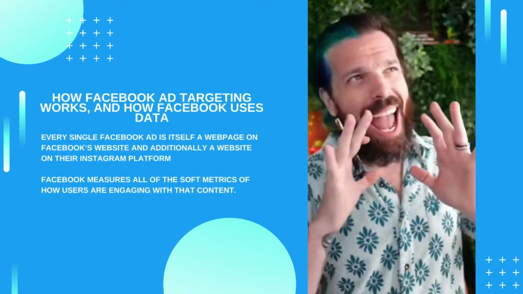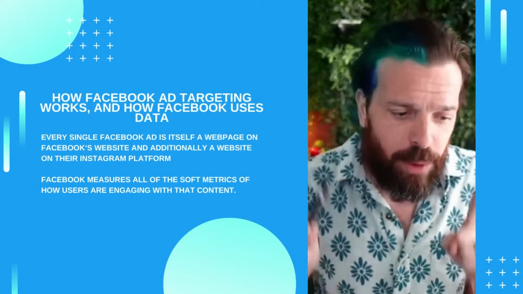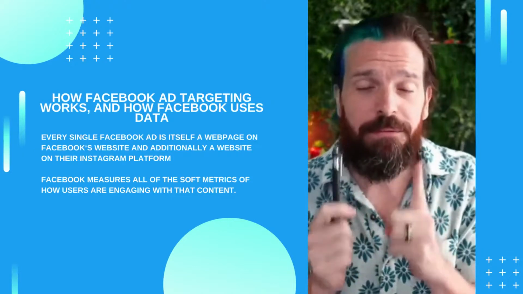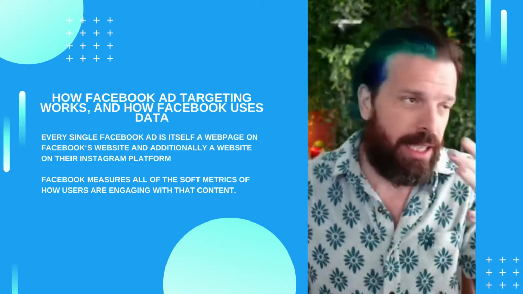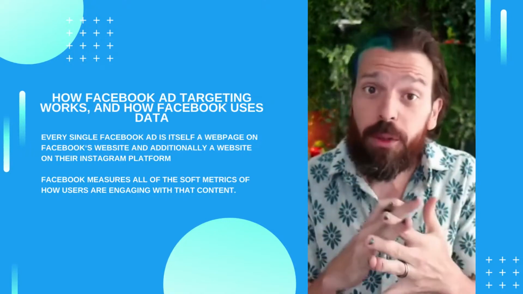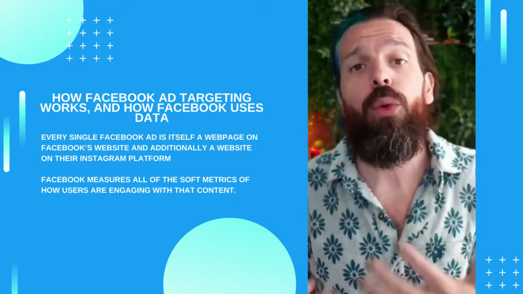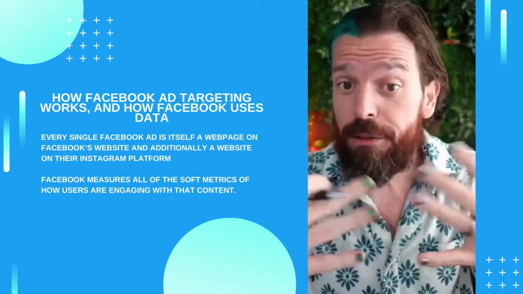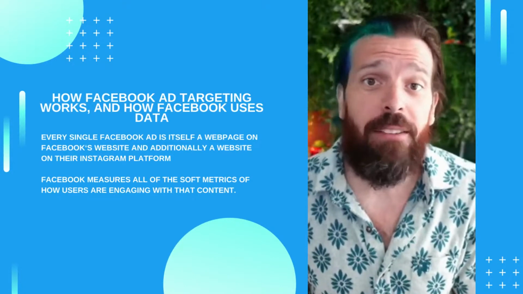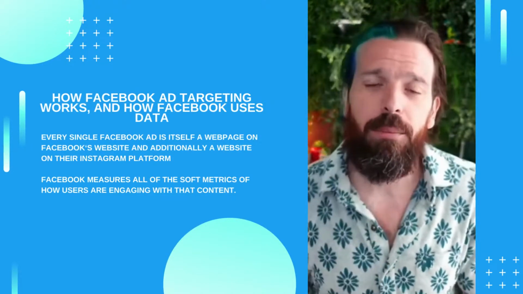Let's focus on how ad targeting works and how Facebook uses data. Every single Facebook ad is itself a web page within Facebook's website, and additionally in their Instagram platform, etc. And Facebook is measuring all of the soft metrics of how people engage with that content to see who else to show that content to. If we show an ad to 1,000 people and 500 people like it and 500 people don't, who do you think that ad's going to be shown to with the next 1,000 impressions?